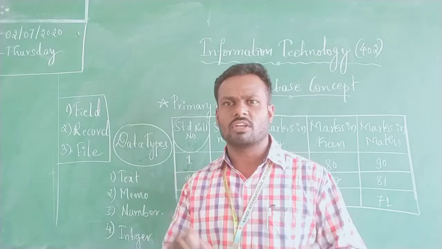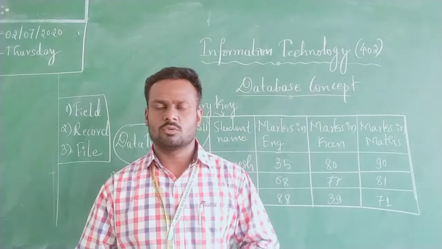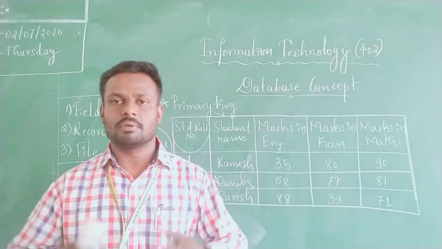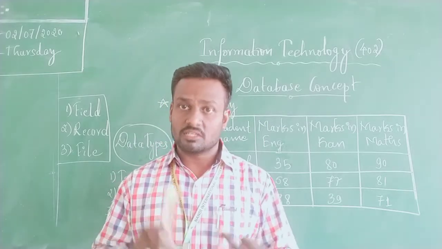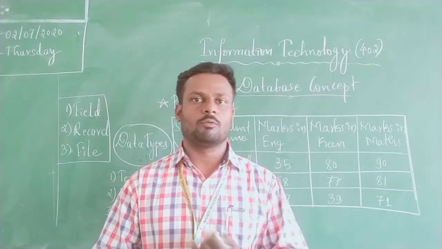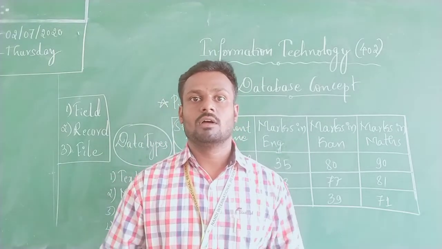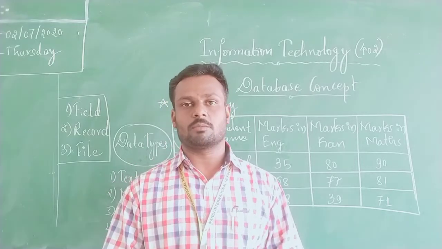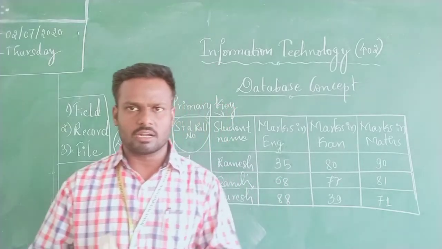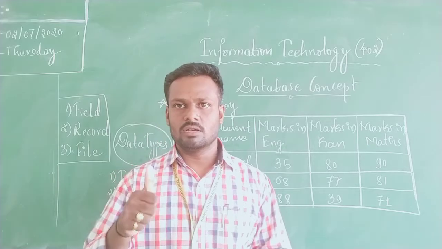So we have different types of data types. We have a number data type, an integer data type, a text data type, a memo data type, a default value, and next an OLE object data type. So we have different types of data types. That we'll see in the next class.